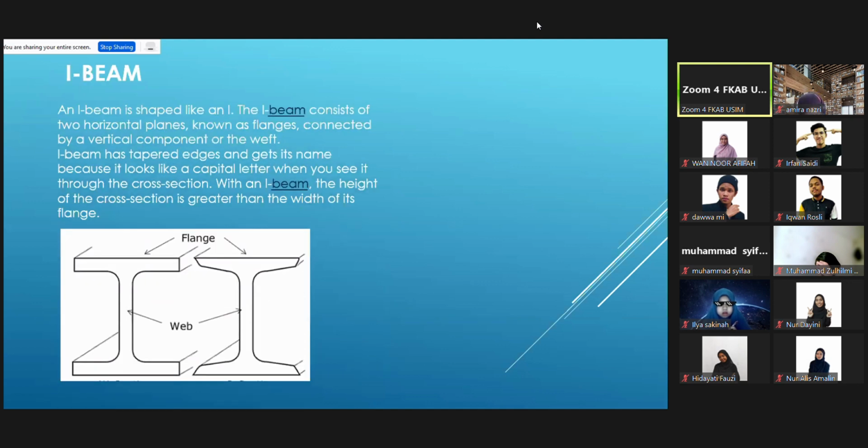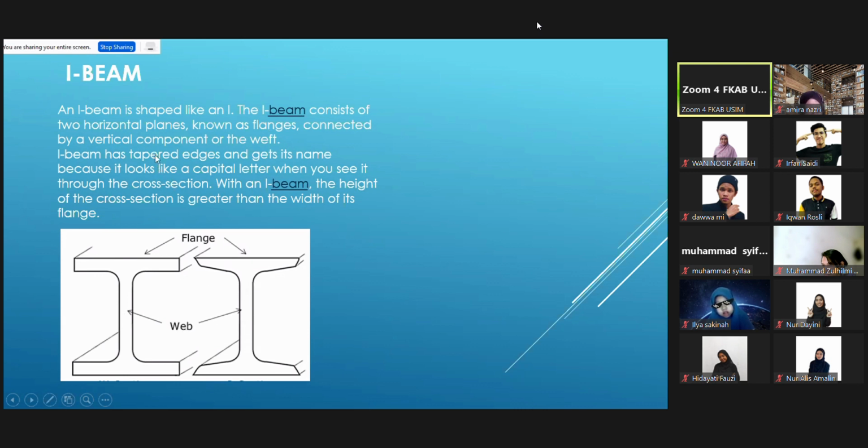Okay, let's see I-beam. This is the most important atau common kind of steel used in construction of column and beam. So basically the I-beam is shaped like an eye lah, an I. The I-beam consists of two horizontal planes known as flanges. So atas ni flange, dia panggil flange. Atas bawah ni flange, okay. And then connected by a vertical component called the web. Ini salah spelling ni. In this middle here is called the web.